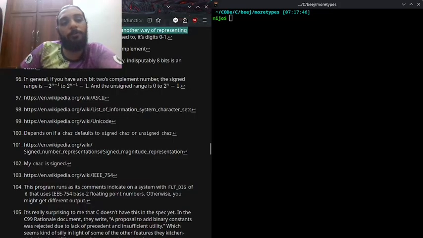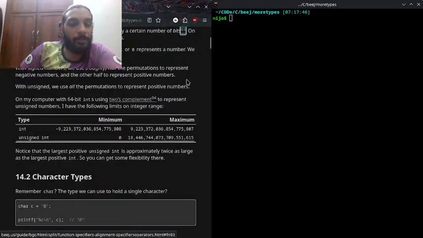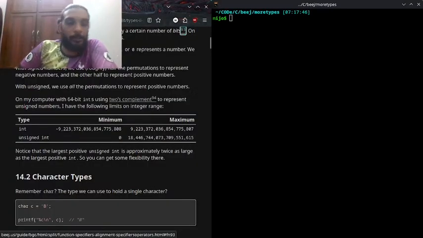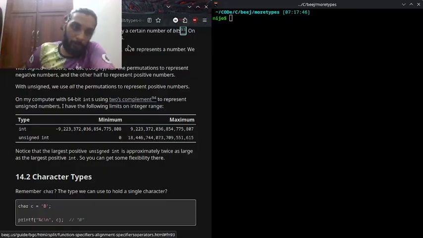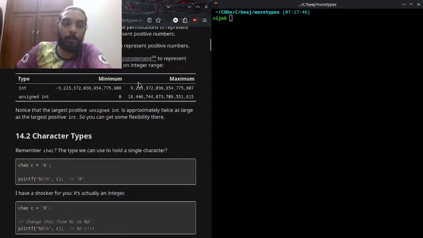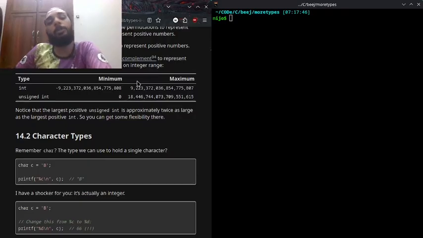Bit is short for binary digit. Oh wait, I know what bit means. On my computer, an integer is represented by 64 bits. Now each permutation of bits that are either 1 or 0 represents a number. We can decide how to divvy up these numbers. Now with signed numbers we use roughly half the permutations to represent negative numbers and the other half to represent positive numbers. With unsigned we use all the permutations to represent positive numbers.